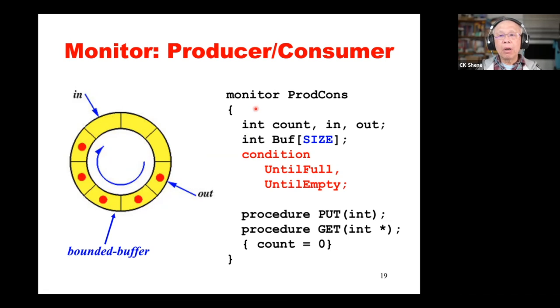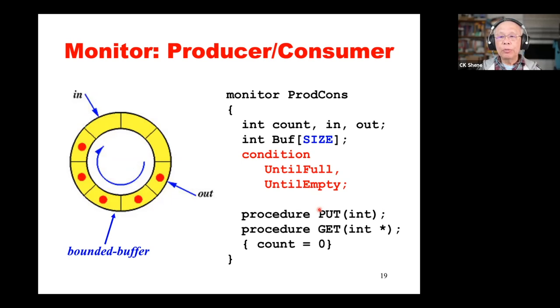So we're going to write a monitor ProdCons. And we need to have a counter counting how many elements are in the buffer. Pointer in and pointer out are old friends. And we need a buffer of this size. Because if the buffer is full, all producers must wait. On the other hand, if the buffer is empty, all consumers must wait. So the consumer waits until the buffer has something there, until not empty, and the producer waits until the buffer has at least one slot empty. So the producers wait on until not full.